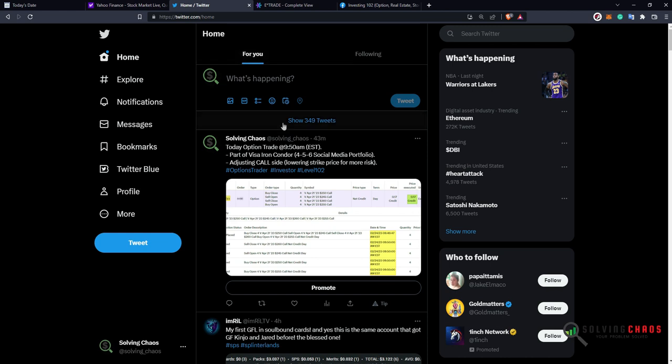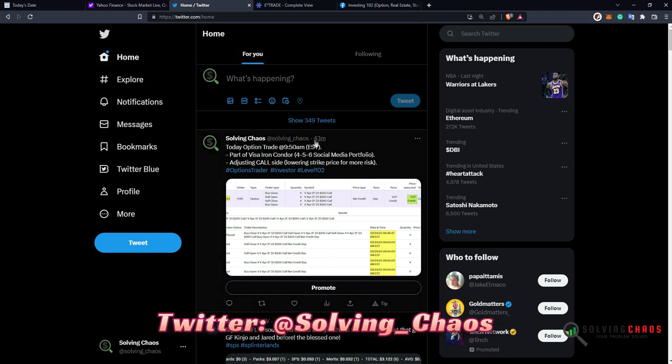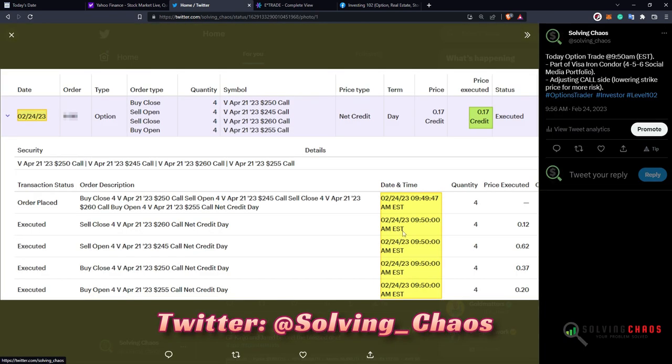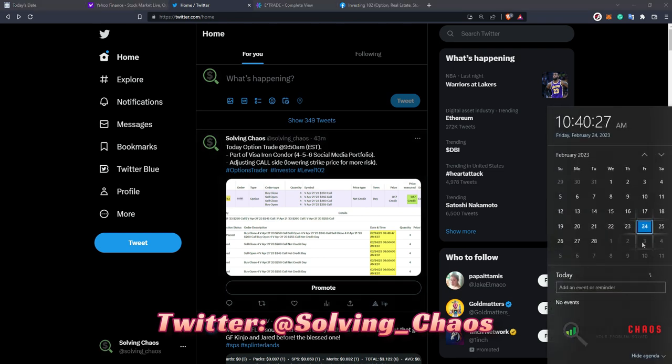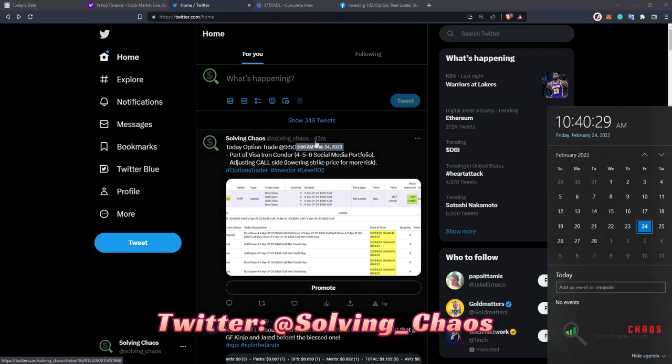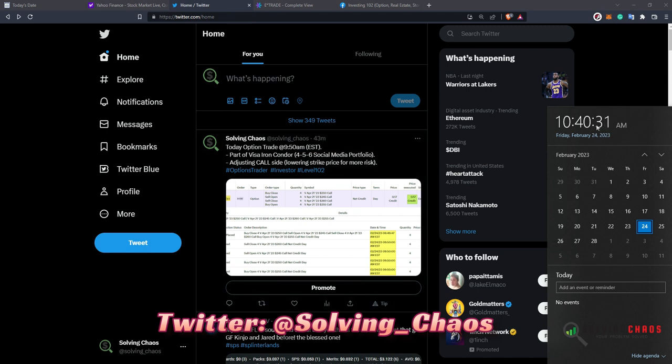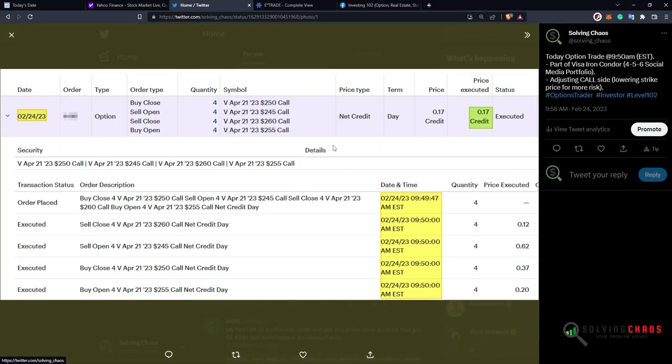If you're on Twitter, I do post my trades. You see this? I posted this trade at 9:50 Eastern Standard Time, and it was already up. It was, if you see this, 43 minutes ago. You subtract that from here. Literally, I posted within 10, 15 minutes after I did the trade. So Twitter already had my moves. And this is a roll, so I was rolling a position.